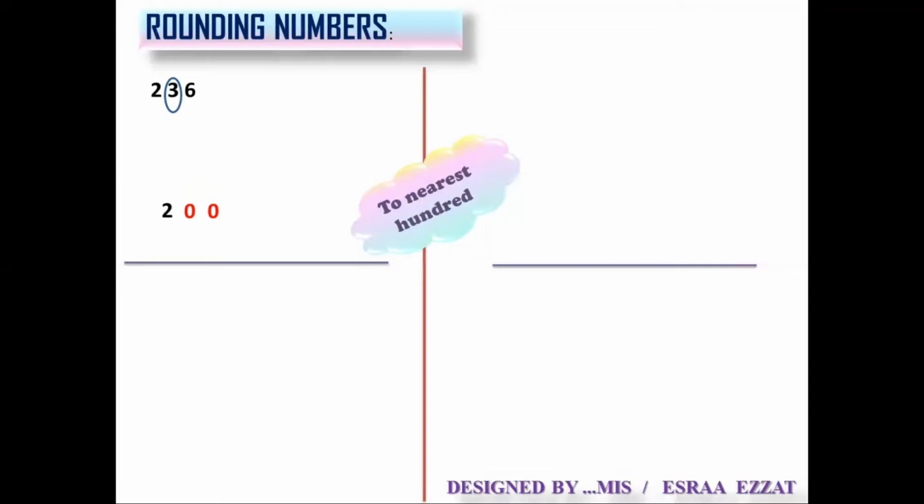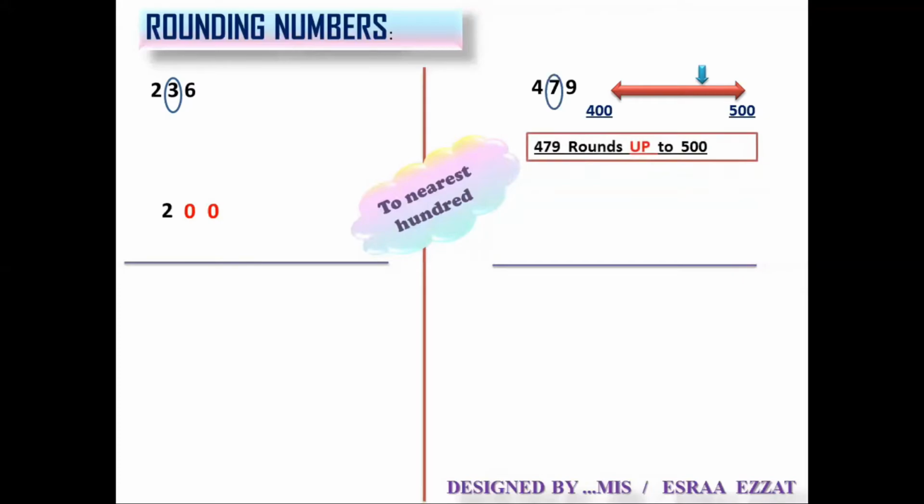Let's take another one. I want here to round 479 to the nearest hundred. We know that 479 lies between 400 and 500 on the number line, as you can see right here. And to round this number to the nearest hundred, we will look at the tens place, which is 7 here. We find that 7 is more than 5. So 479 rounds up to 500.